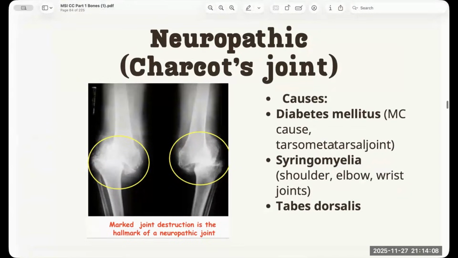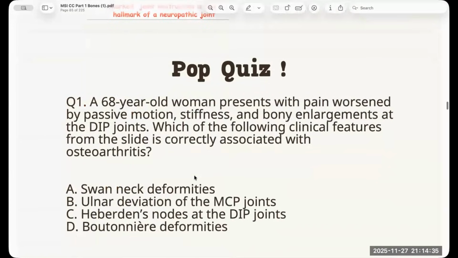The cause of the joint disease could be diabetes mellitus. I just mentioned this. Why? Diabetes mellitus does cause neuropathy. So it's actually the most common cause of Charcot's joint. And syringomyelia, which will show in shoulder, elbow, and wrist joints, and tabes dorsalis. Okay. Picture here showing Charcot joint destruction of the knees. With that, we're done with the first pathology lecture on joints. So here's a question.